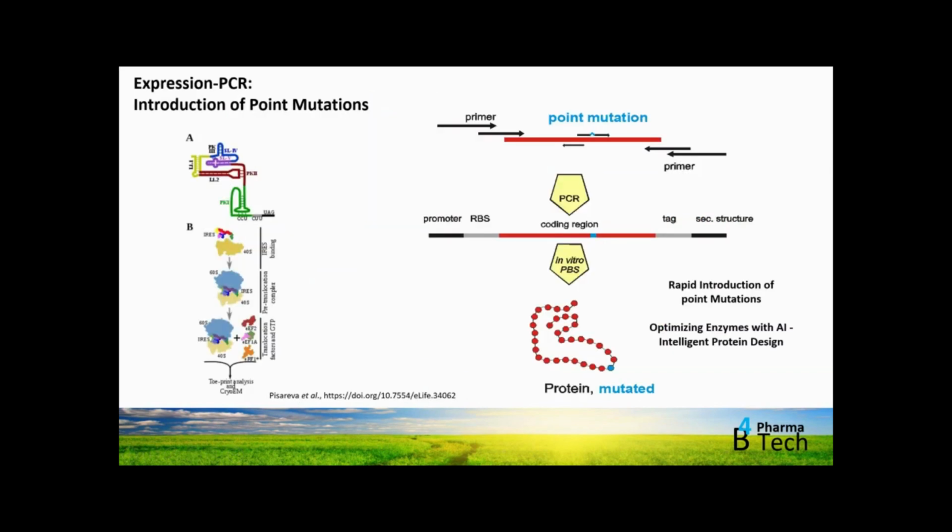Now, as I mentioned, we produce some specific templates by linear amplification. In a two-step procedure, the so-called expression PCR procedure, we first amplify the gene of interest by shorter internal primers. We then use the longer outer primers to add some specific sequence motifs to this PCR product.